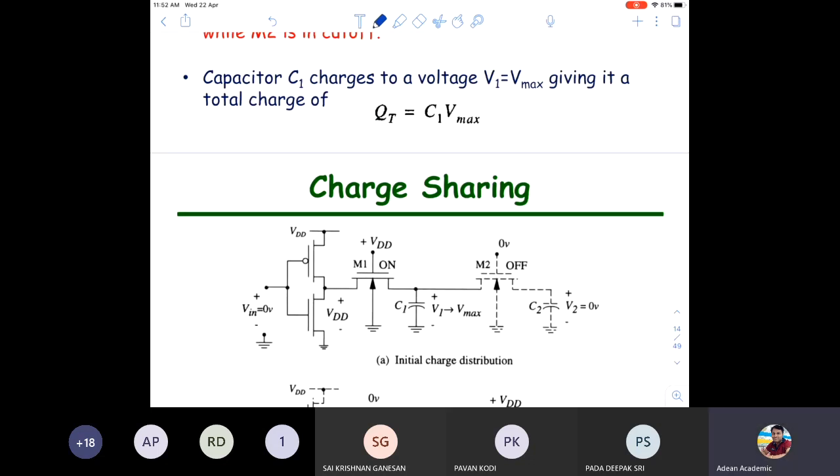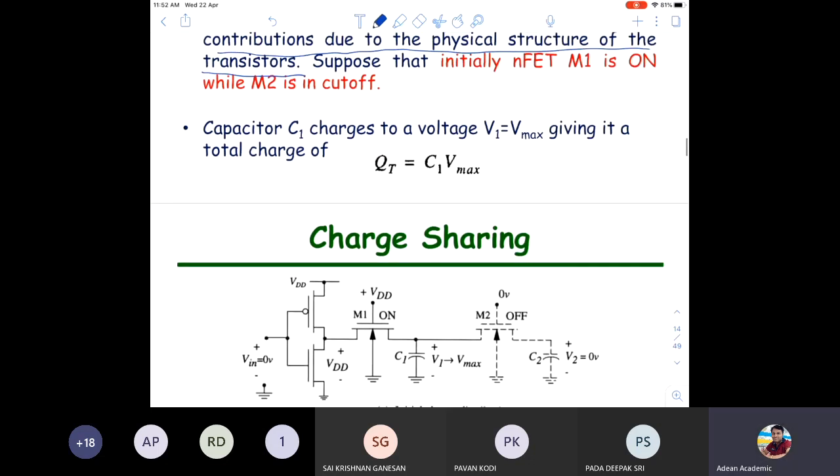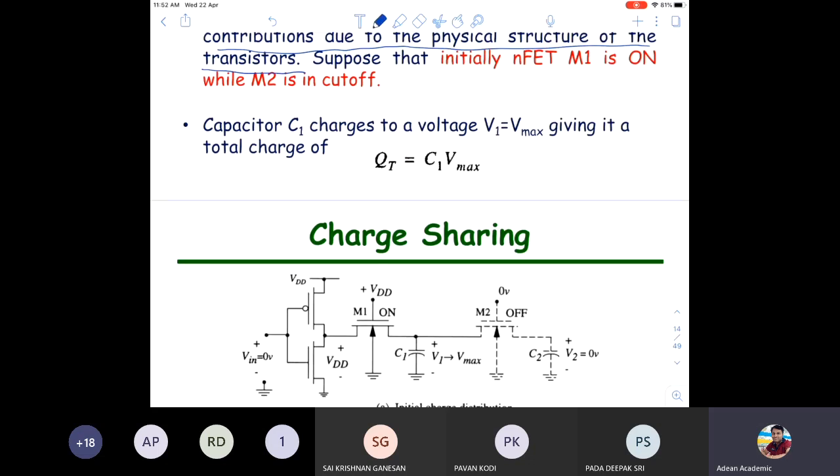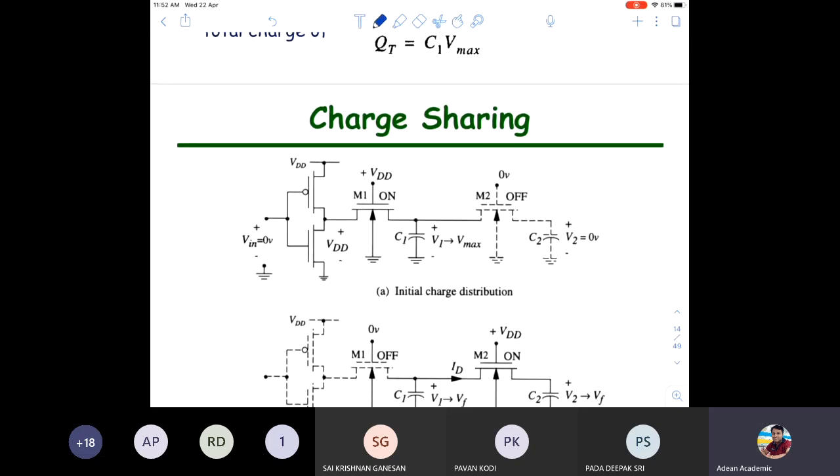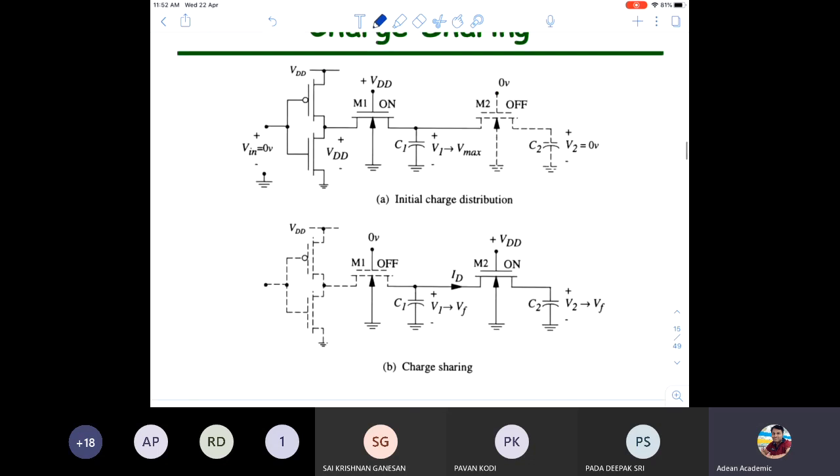Now, initially NFET M1 is on and M2 is in cutoff. That means M1 is on, M2 is off. Off I have represented with dotted lines, as if there is no transistor and capacitor, there is nothing. It stops up to C1 only. So this is the initial condition. Then I'll change the switching of these two transistors. I'll make M1 off, M2 on.